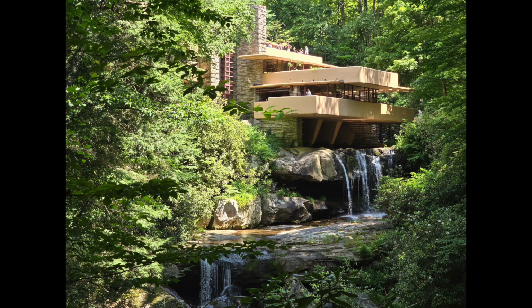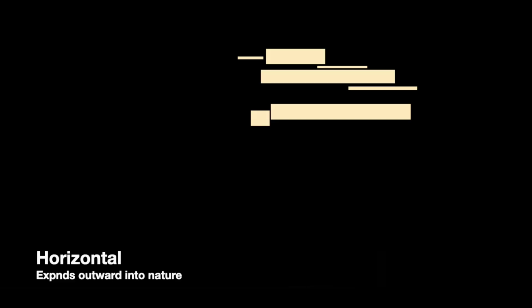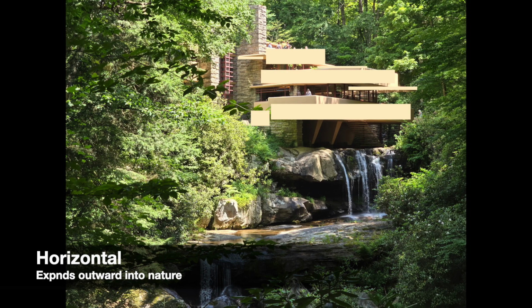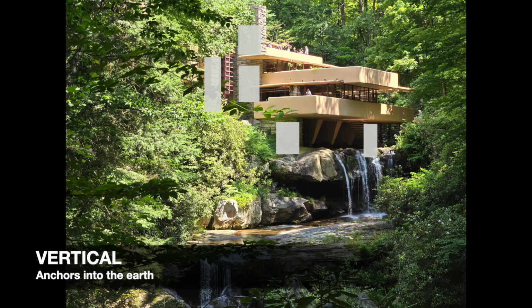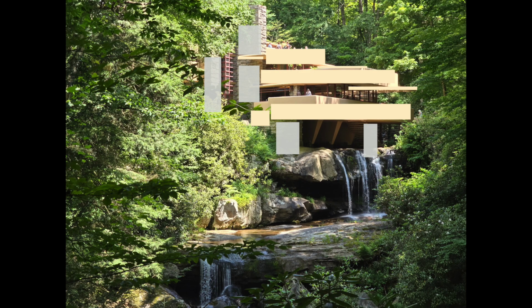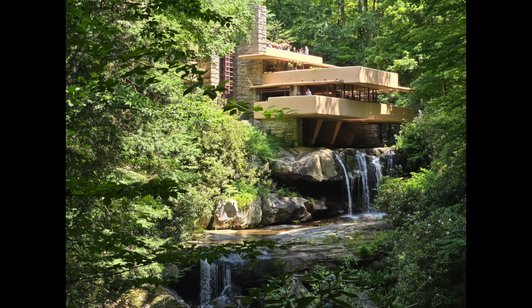Fallingwater has the horizontality of the Prairie School, reaching into the environment with dramatic cantilevers and hovering roof lines. This contrasts with vertical elements built of stone that anchor the house into native rock. Wright's contrapuntal use of horizontal and vertical elements are dynamically interlocked.